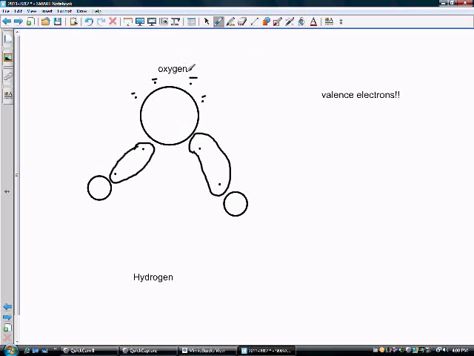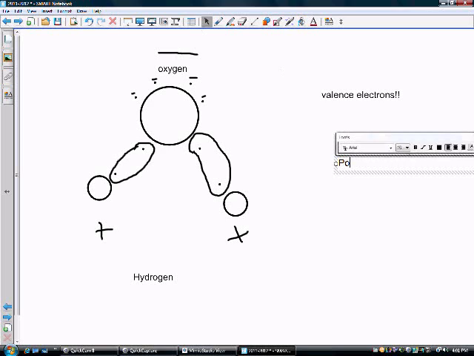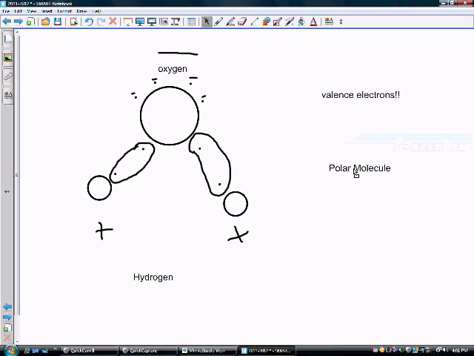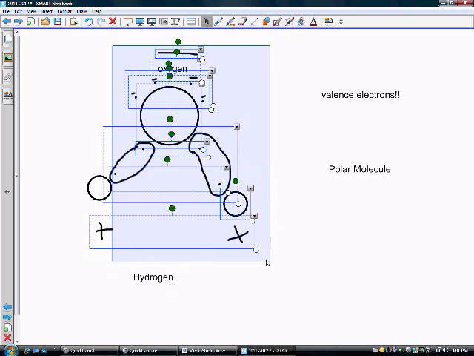But what happens is this creates a slightly negative charge up here at the top and a slightly positive charge down here where the hydrogens are. This creates what we call a polar molecule. All right, and polar you can think of, I told you, is in terms of like the Earth, we have a North Pole and a South Pole. Well, magnets, they have a positive and a negative pole. Oxygen also has that.